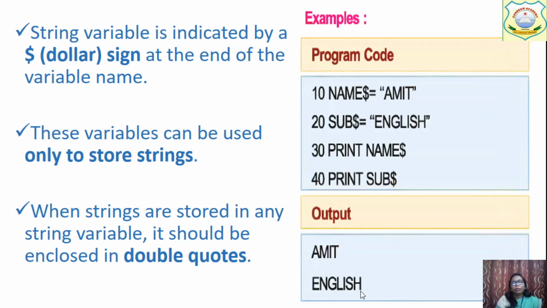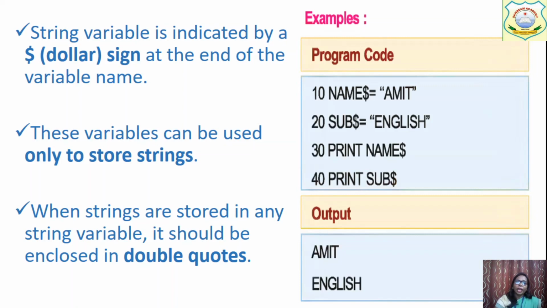Got it? What is a string variable? A string variable stores a string constant. A string constant should be enclosed between double quotes, and we can put a string constant in a string variable. When we write the name of a string variable after the print statement, it will print the value stored in the string variable.